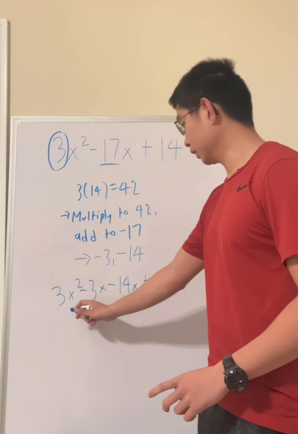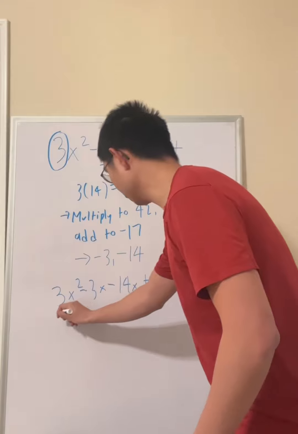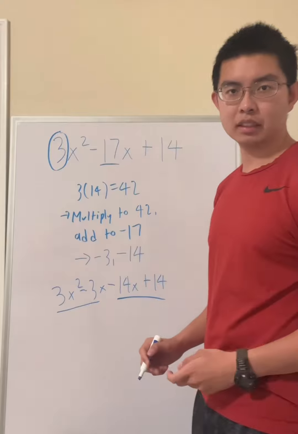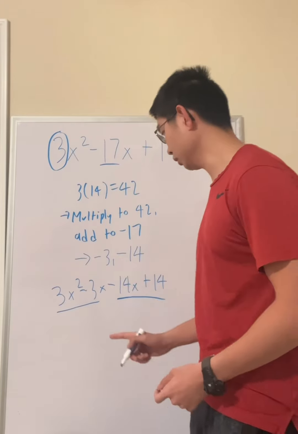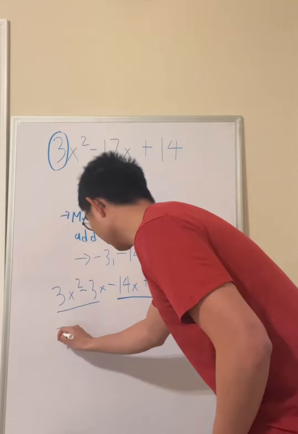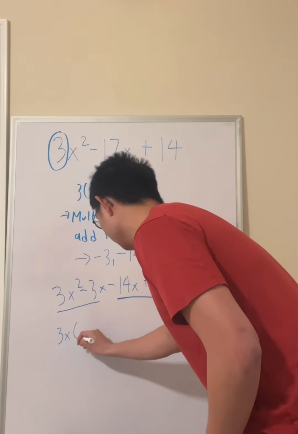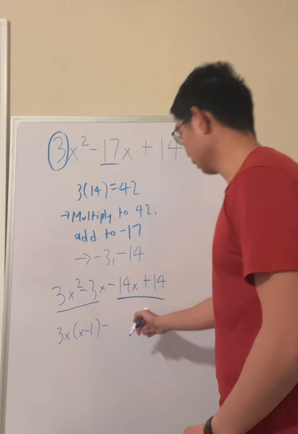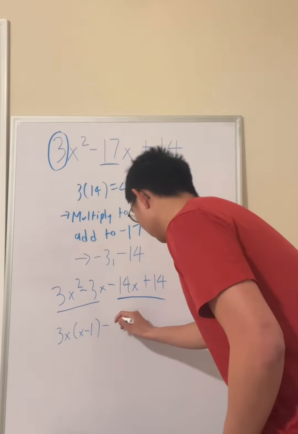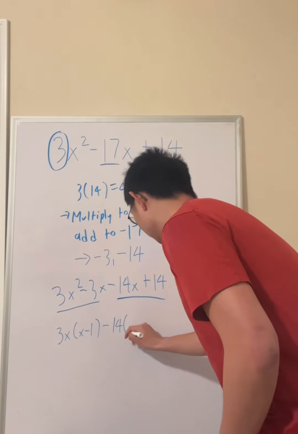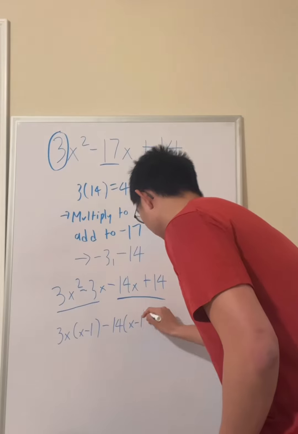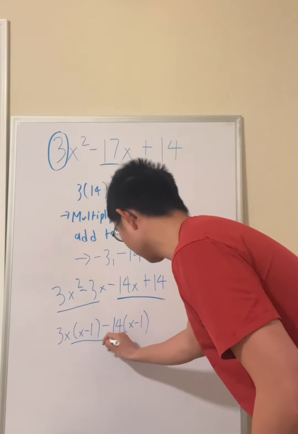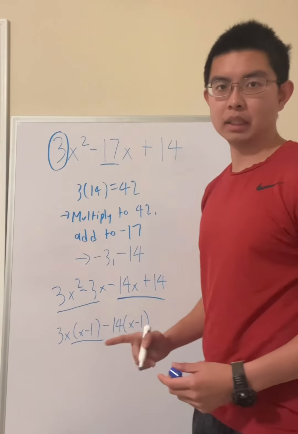Now I'm going to factor each pair of terms. So this first pair, 3x squared minus 3x, and negative 14x plus 14. And when I factor this first pair, I get 3x times x minus 1, minus, and when I factor out the second pair, 14 times x minus 1. Now notice something very cool. We have this common factor x minus 1.